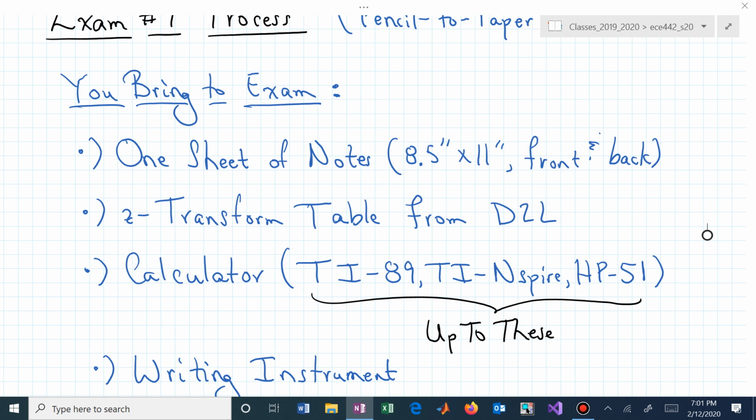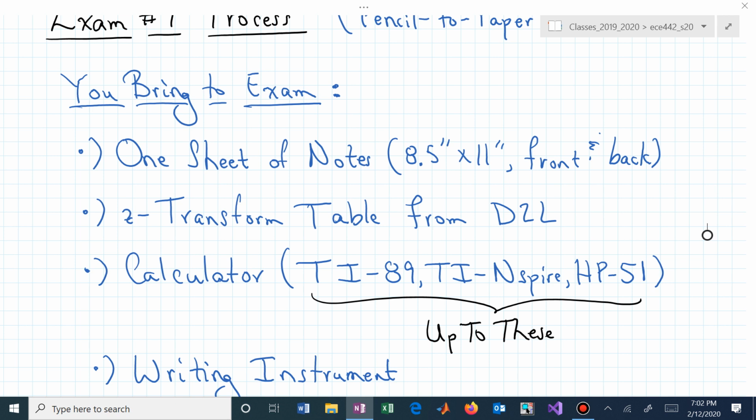You can bring, and I would encourage you to bring, the Z-transform table from D2L. Now that you've done some of these Z-transforms, you can use the transform pair. You don't have to always explicitly derive these relationships. So now after you've completed homework number 2, if you see a standard exponentially damped cosine or a standard exponentially damped sine, you just identify the radius and the angle, and boom, you can write down the result for the Z-transform. That's what the table is for.